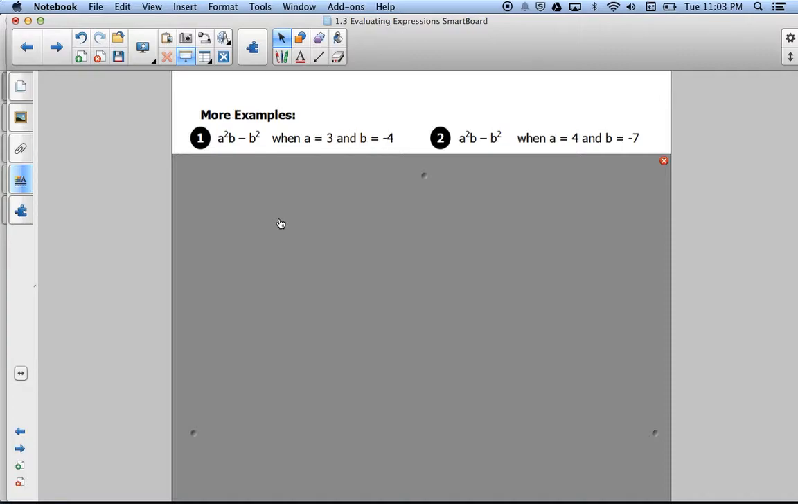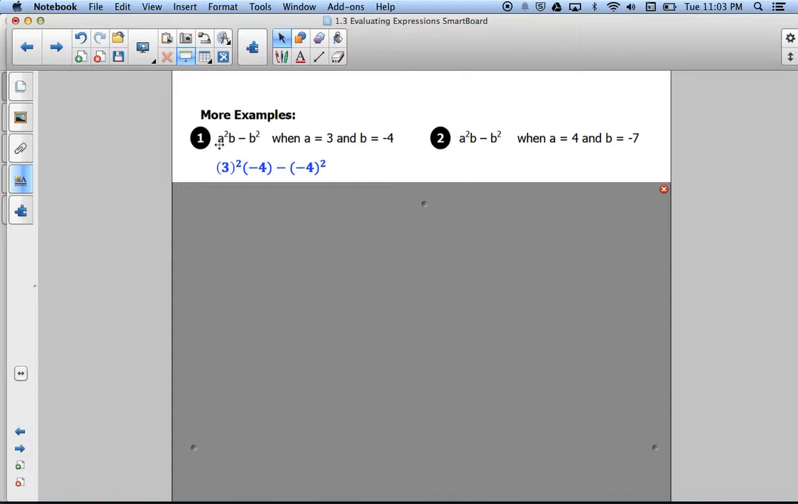I'm going to do the odds on this sheet, and you can complete the evens on your note sheet. So let's take a look at number 1 of the More Examples section. Again, I'm going to copy the expression from left to right, replacing A with 3 and B with negative 4. And remember, I'm going to put those in parentheses.